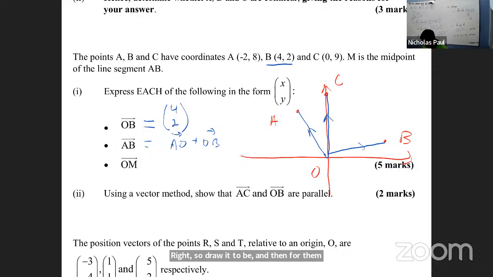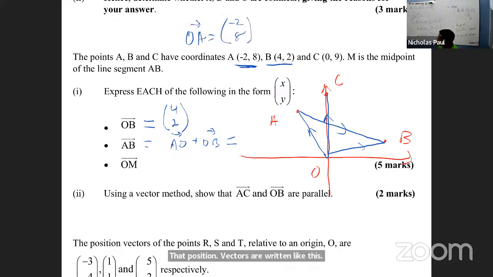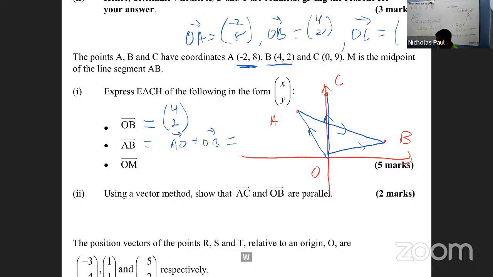So we said A to B is here. What's AO again? AO is positive (2, -8). You also learned this the first day, right? Please remember that position vectors are written like this. Take the coordinates and write them vertically. OB, take the coordinates, write them vertically. OC, take the coordinates, write them vertically.